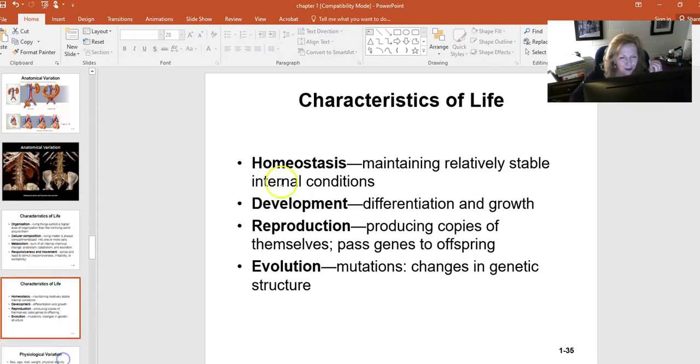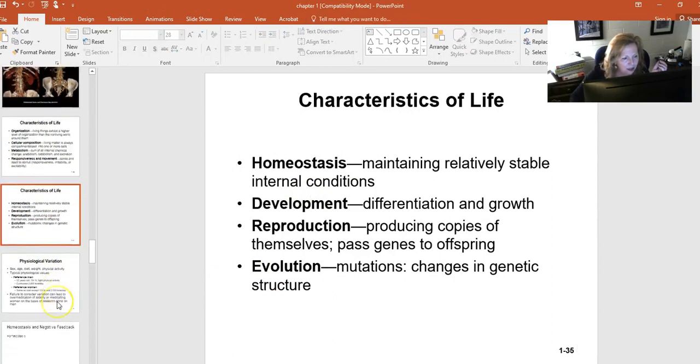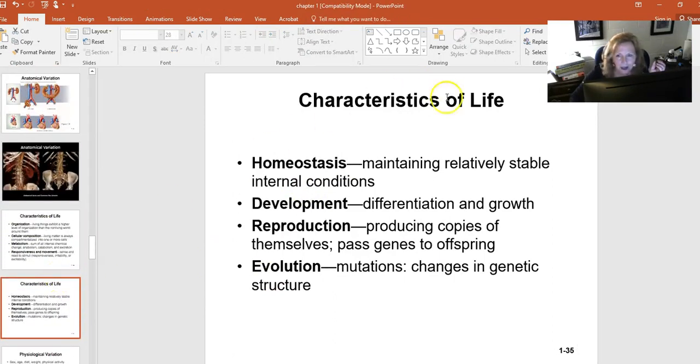So, characteristics of life. Now I do want to talk to you about homeostasis. And to talk to you about homeostasis, let me see. I am going to do just a quick pause and I will be right back.